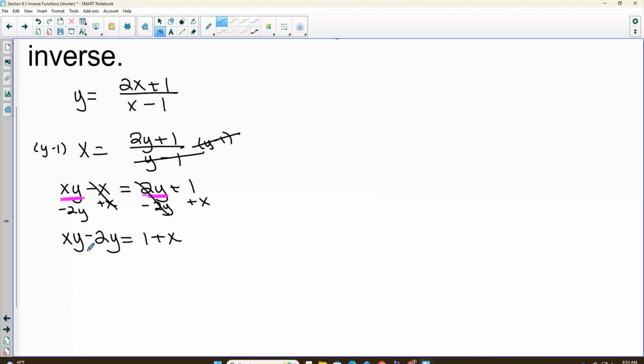Alright, I can't actually subtract xy and 2y. What could I do though? GCF. They both have a y. Take out that y. So now this is y times something, so to get y by itself, we would divide.